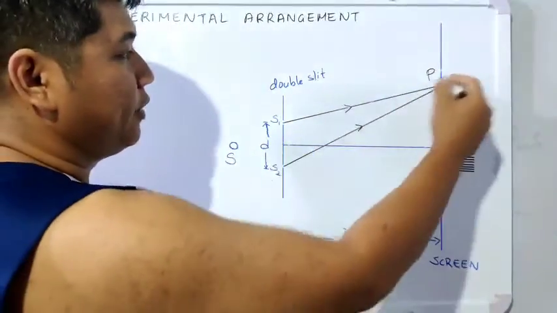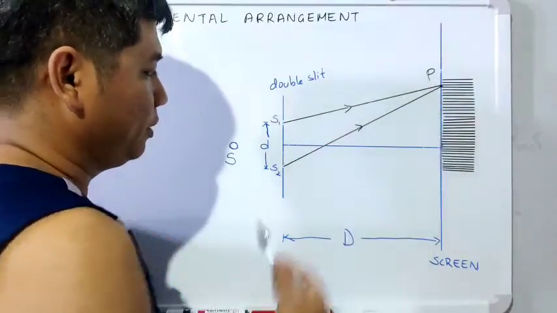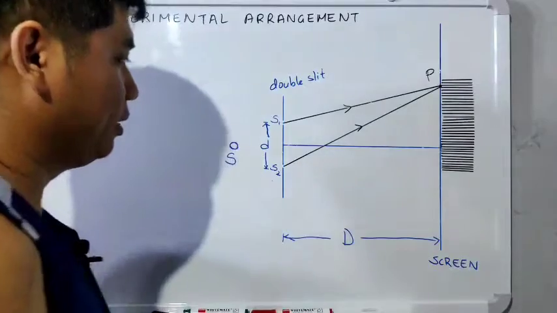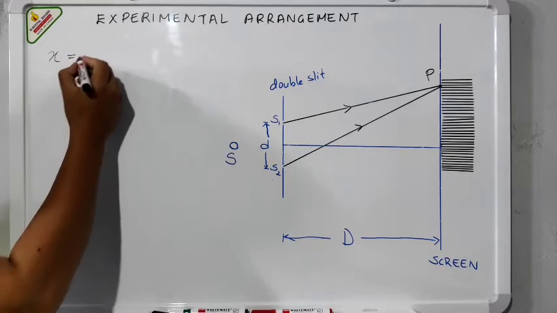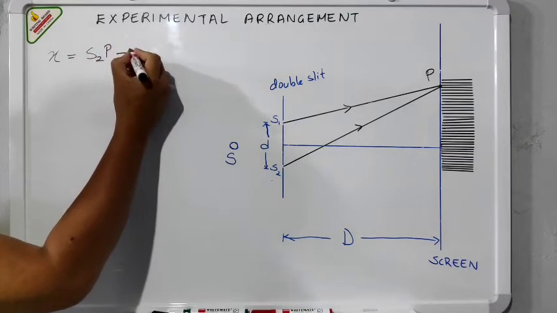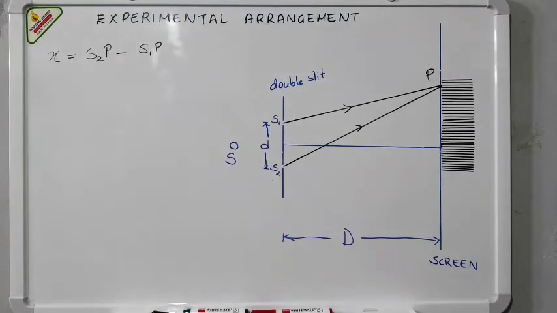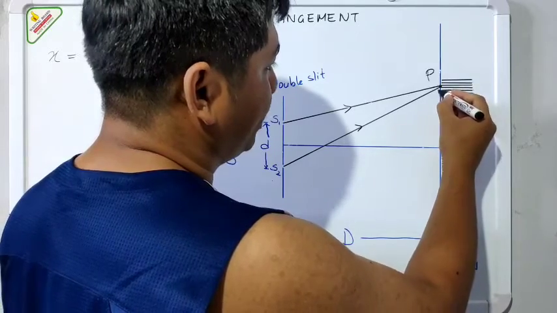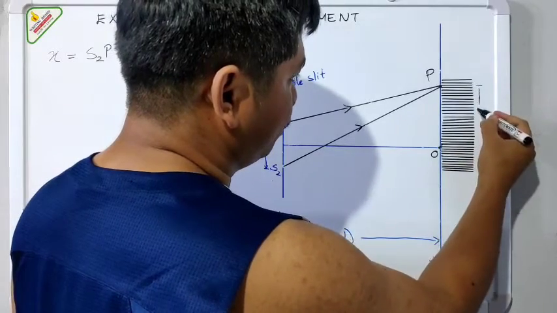Here we can see that there is a difference in the path. S1P is shorter than S2P. The difference is called path difference. S2P minus S1P is the path difference, denoted by x. Let me try to find the expression for S2P minus S1P. Suppose P is at a distance y from the center O. This is y.